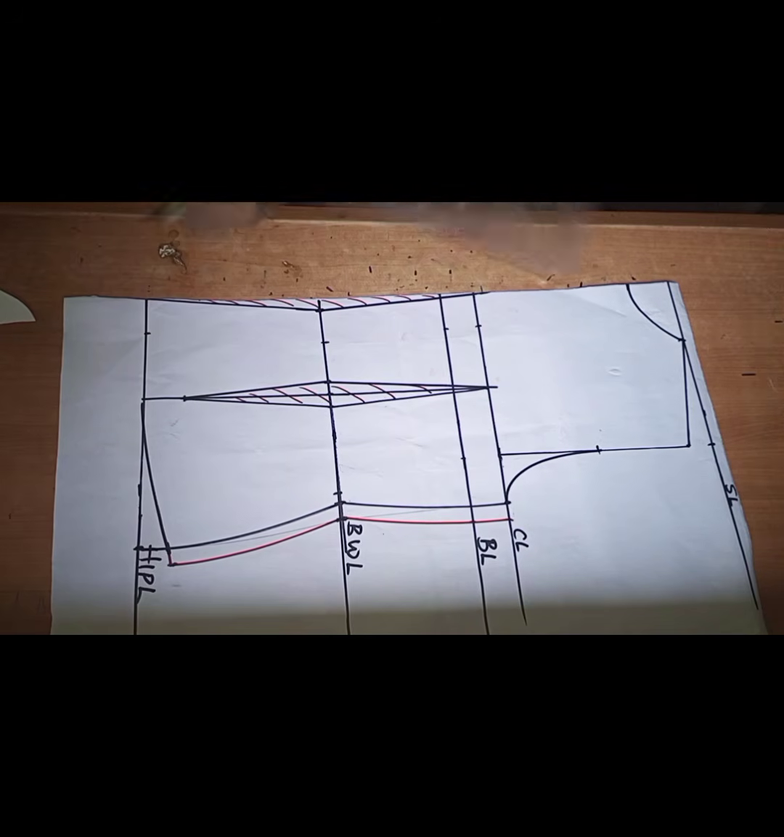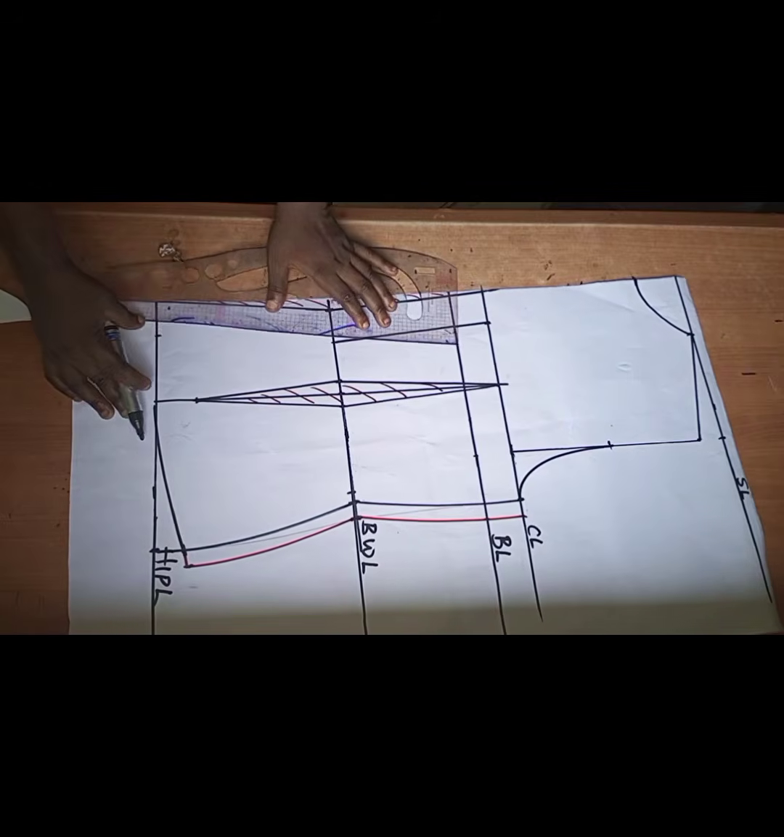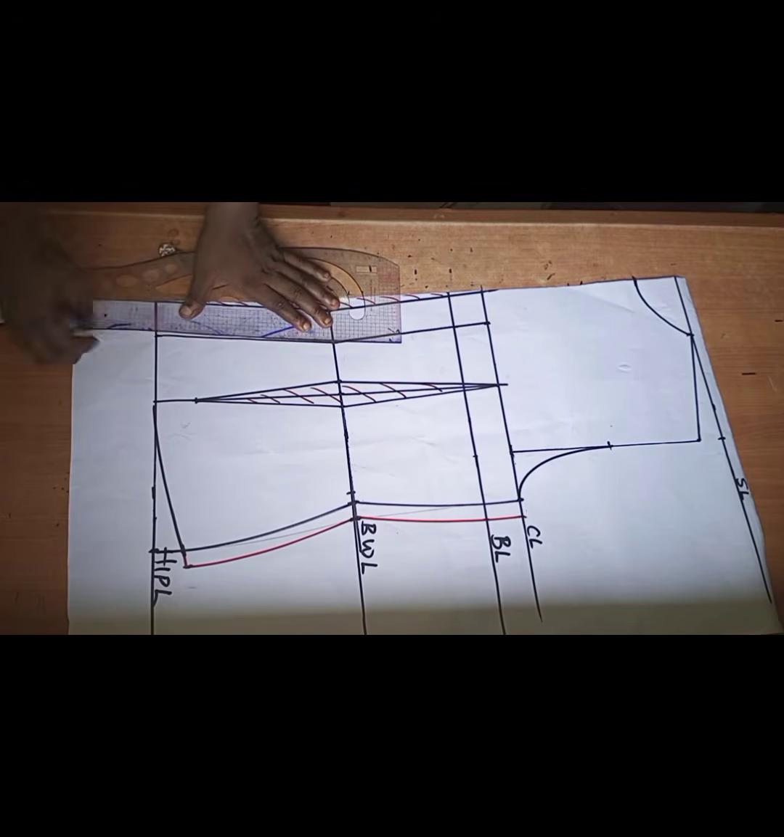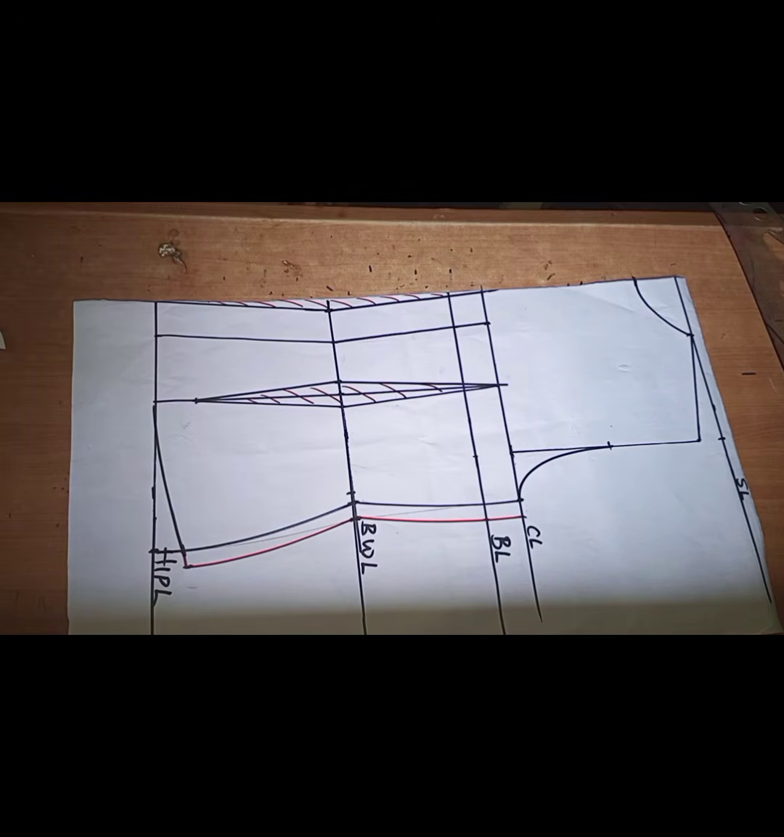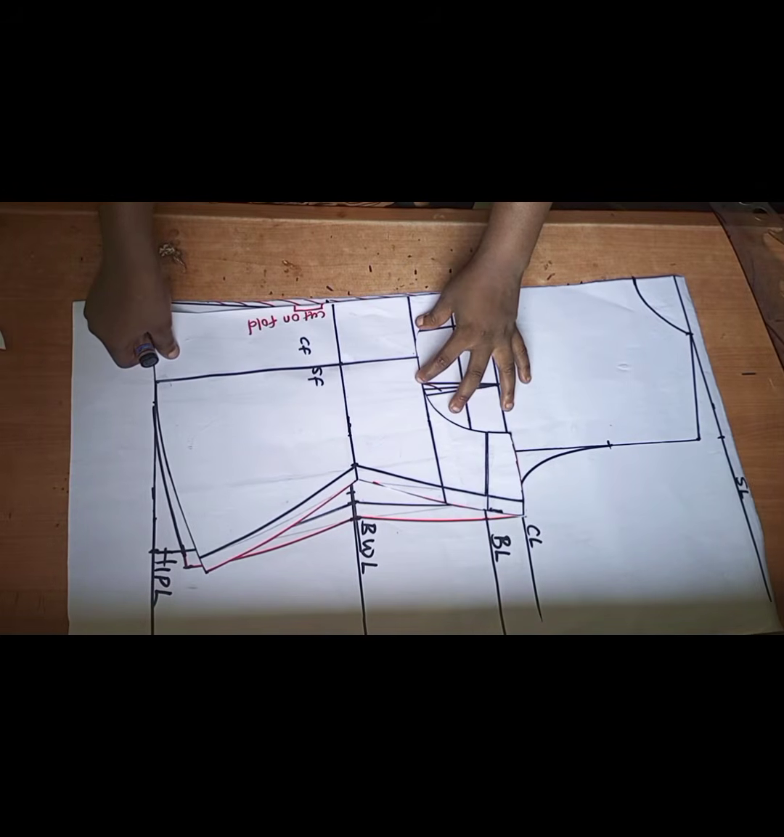Now I'll go ahead and connect this point together. So when I connect it together, it will still give me that shape that is a little bit curvy. Okay, now this is what I have after I was done doing it. Now I'm going to bring the front piece as well. I'll place it on top of this.